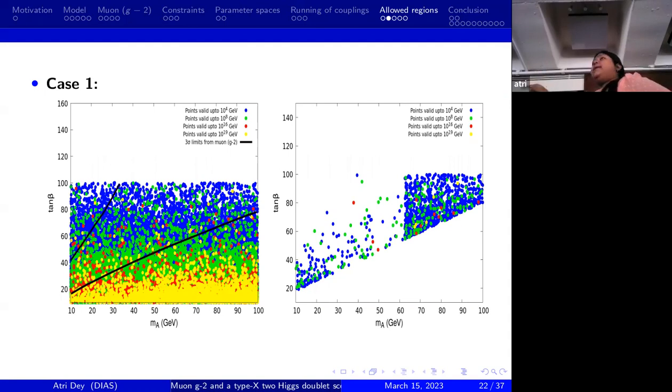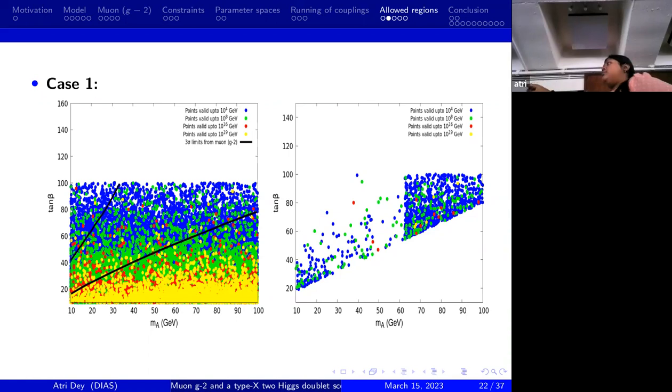This is the same plot in the M_A tan beta plane. The blue points, at the electroweak scale, are valid up to 10 to the power 4 GeV from the vacuum stability, perturbativity, and unitarity issues. The green points are valid up to 10 to the power 8 GeV. Red are valid up to 10 to the power 16 GeV. And the yellow points are valid up to 10 to the power 19 GeV, the Planck scale. And there is the Muon g-2 3 sigma bound also.